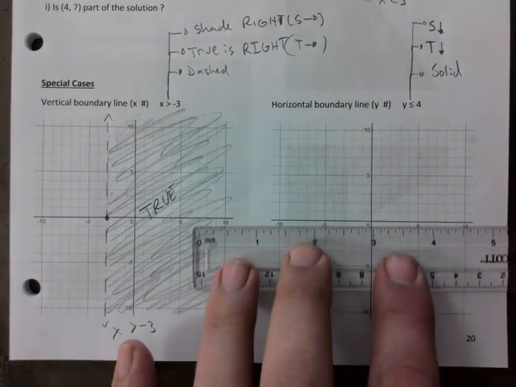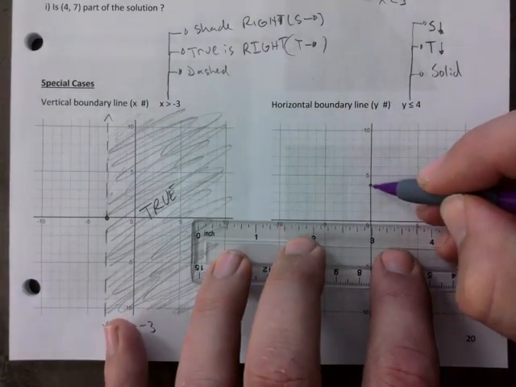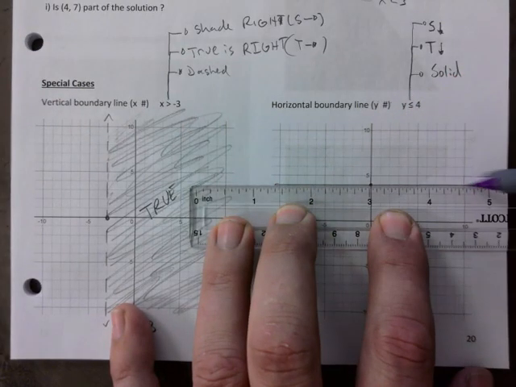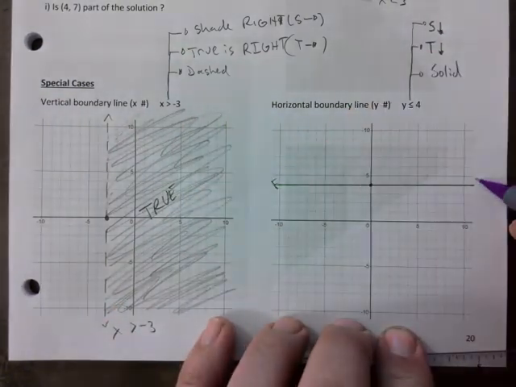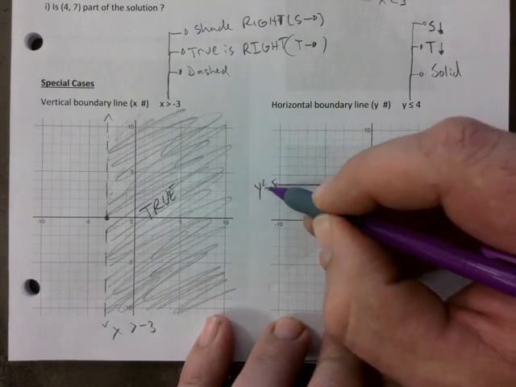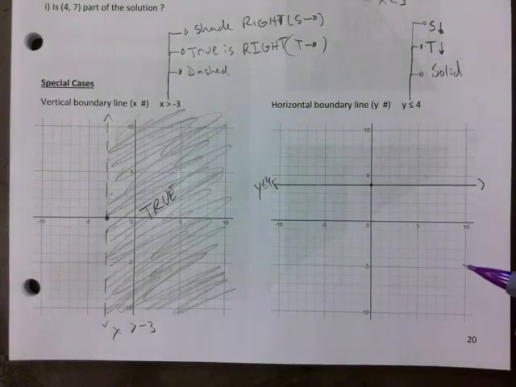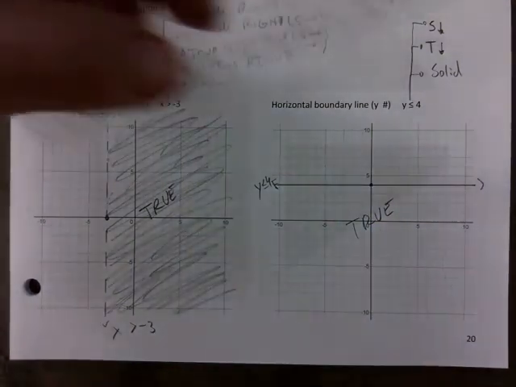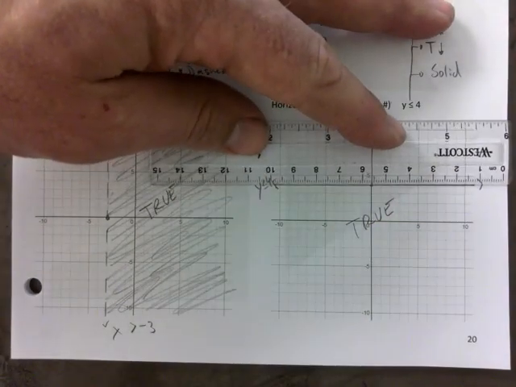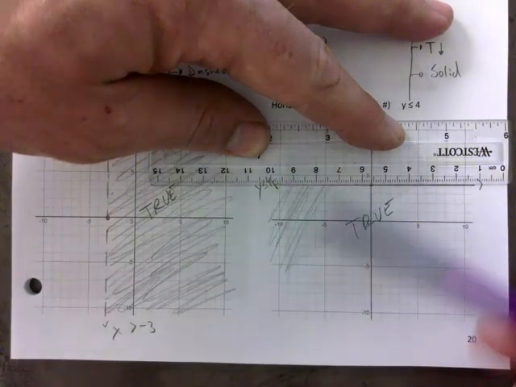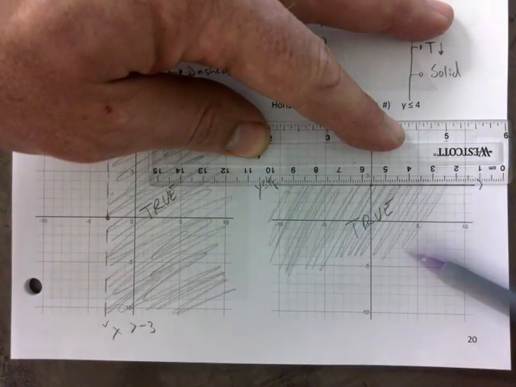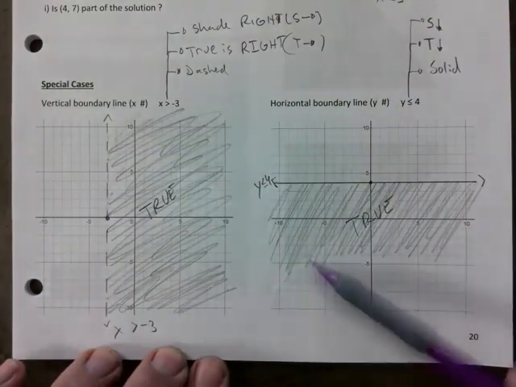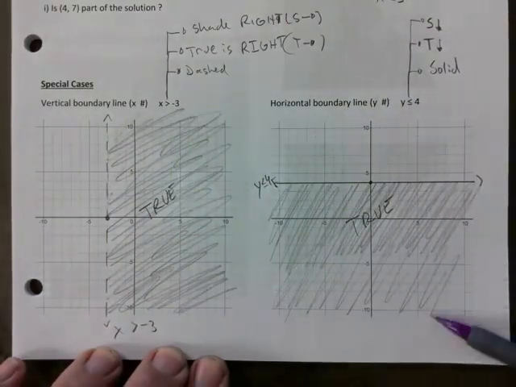So it's positive 4, so we go right through here. It's solid, so we go solid line. This is y is less than or equal to 4. This is the true region. And you go ahead and just shade that area. Actually, everything has to be shaded, right? Technically, everything you can see there.